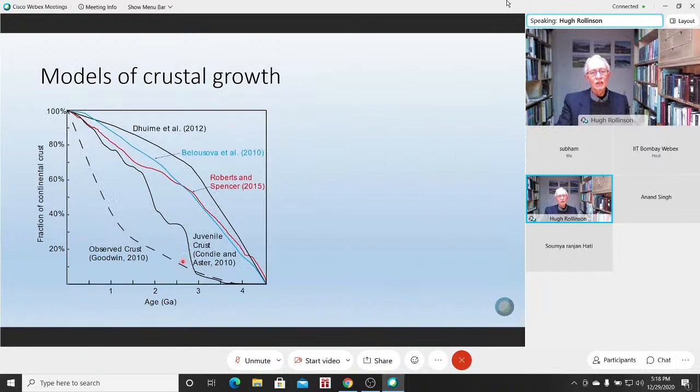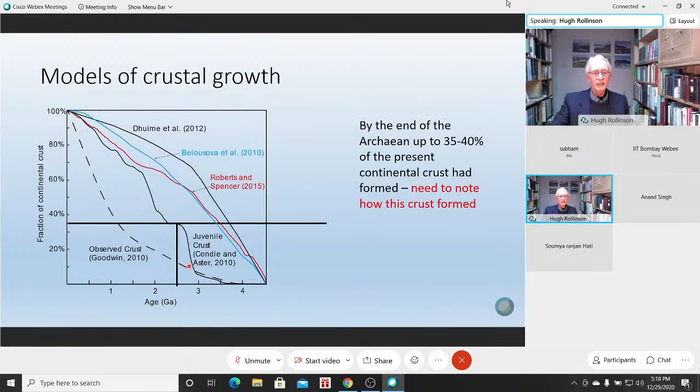But even so, when we look at this curve, we can see that a significant amount of new crust had formed early in the history of the Earth. And so we could argue by 2.5 billion years ago, the end of the Archean, already up to 35 to 40% of the present continental crust had formed. And this is a very significant volume of crust that has formed early in Earth history, and we need to take note of how this crust formed.